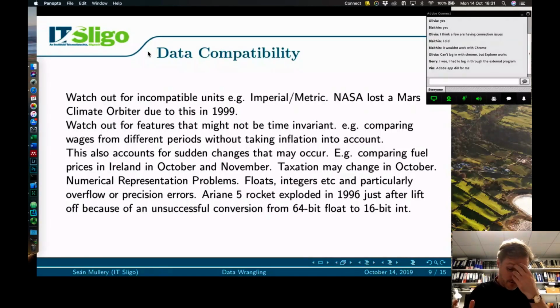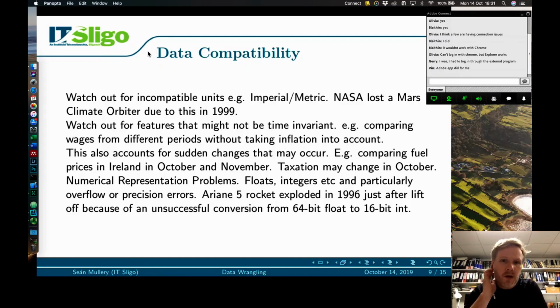And NASA indeed got this wrong. They lost a Mars Climate Orbiter due to this back in 1999, where two different systems, one was working in imperial, the other working in metric, and they didn't realize that they were working in different systems until the orbiter was already heading for Mars and it headed to the wrong place. Okay, so you can see how that sort of thing can happen.